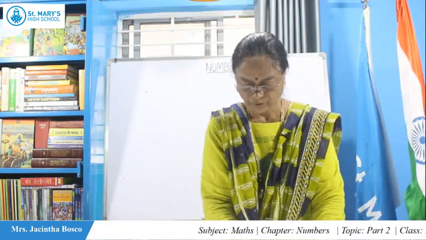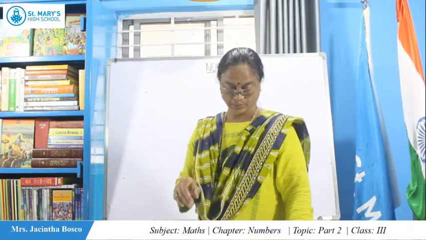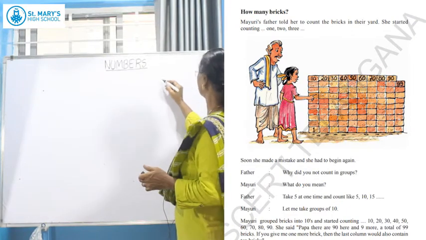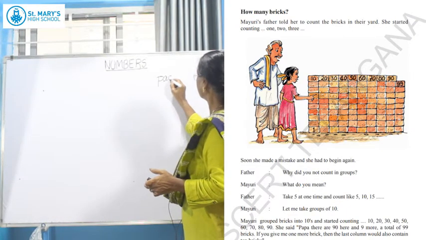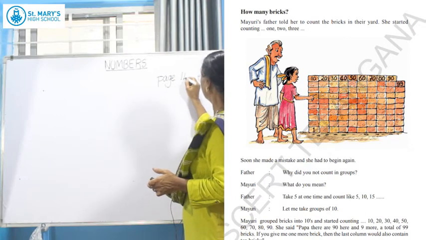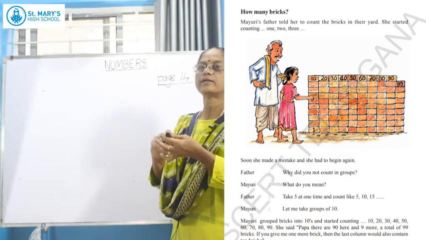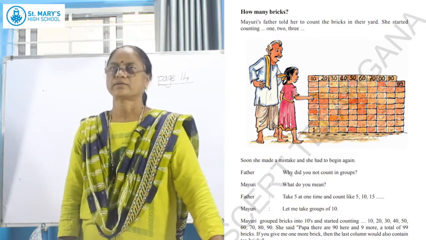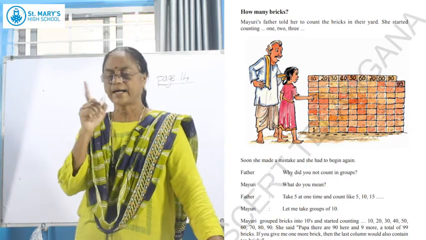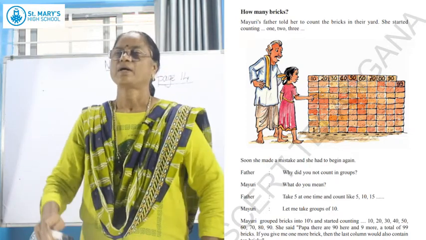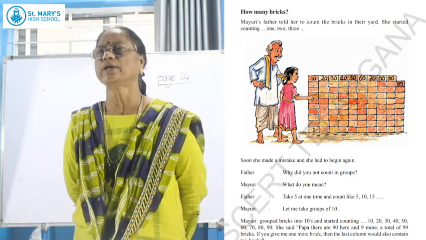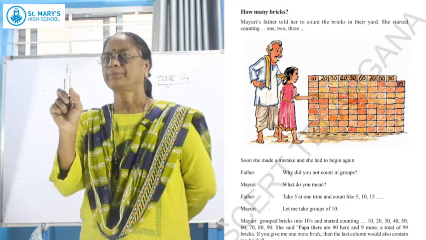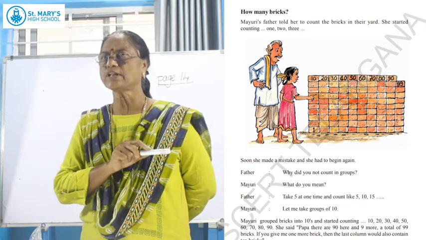Right. Now, look at your textbook, page number 14. See there, what do you see in the picture? Grandfather or father, and a girl standing there. Her name is Mayuri. Mayuri and her father, what are they doing? They are standing near the bricks. That pink color totally, have you seen the brick?